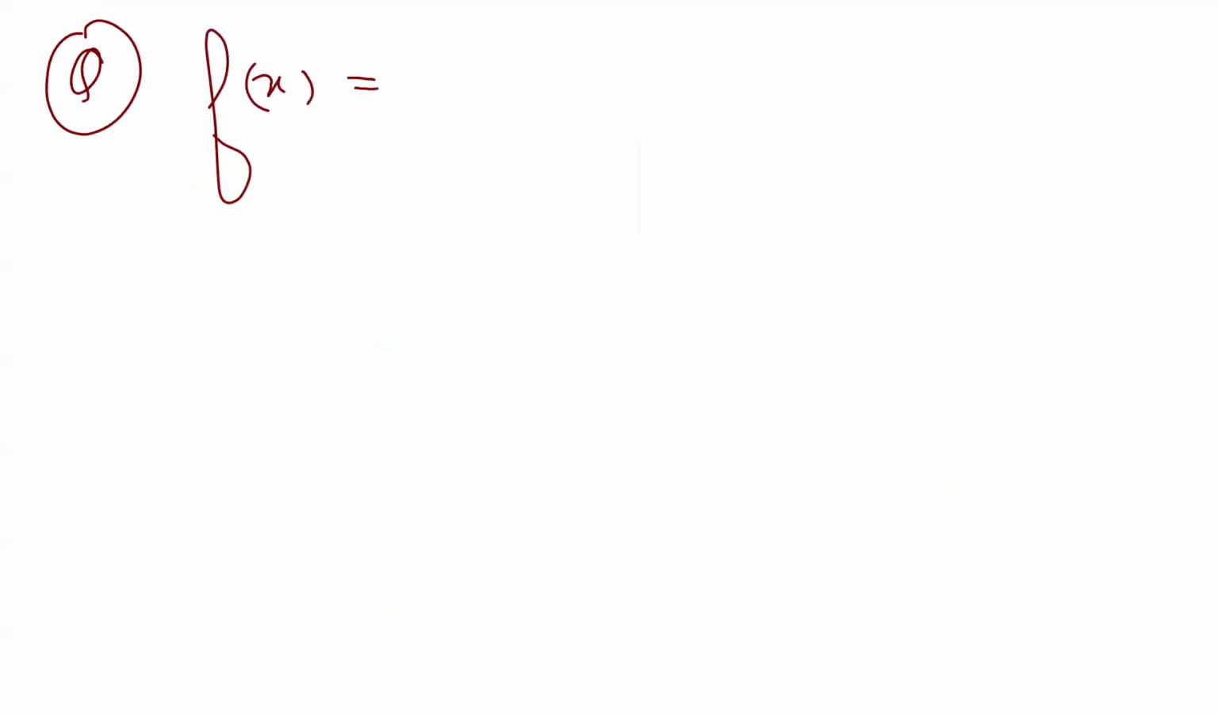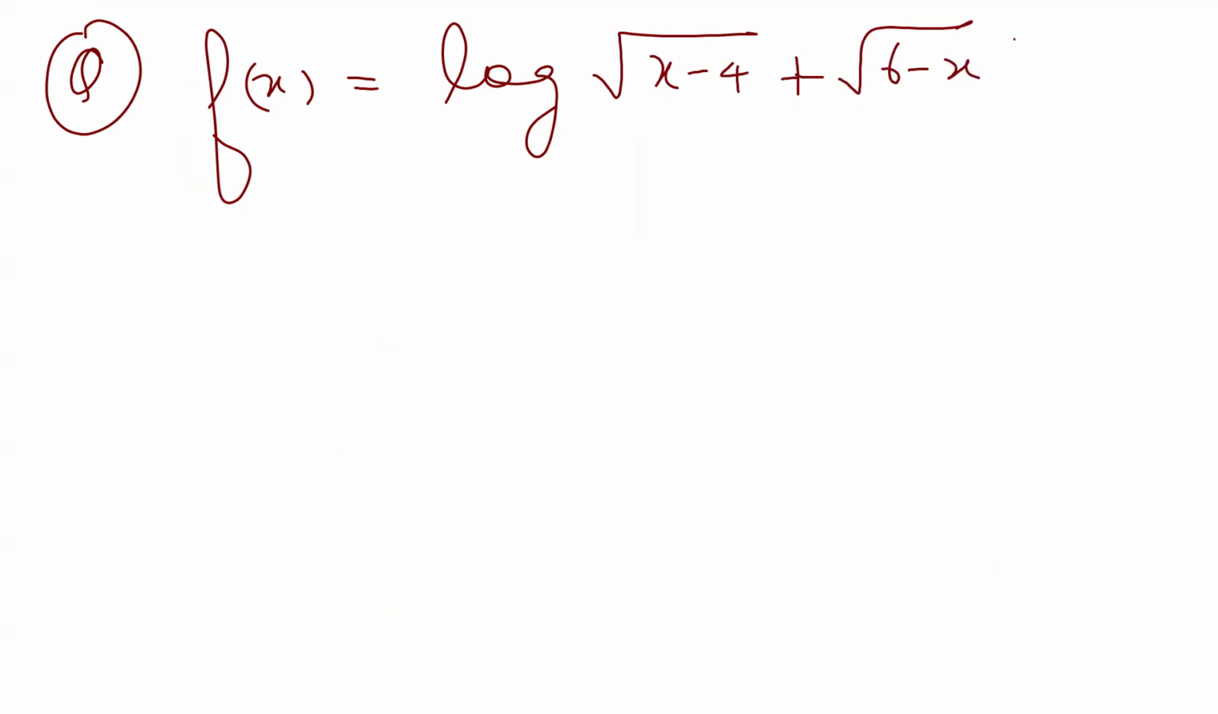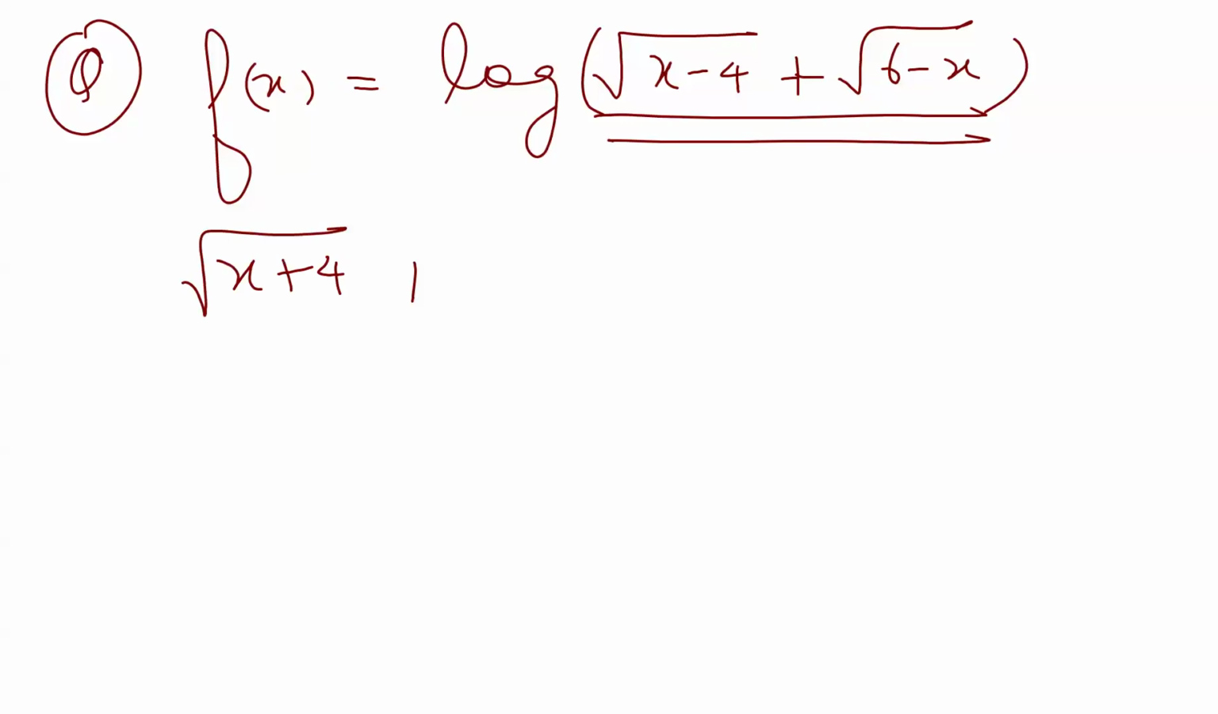f of x is equal to log of root of x minus 4 plus root of 6 minus x. Now the value of this log within the round bracket cannot be negative. So root of x plus 4 plus root of 6 minus x is always greater than 0. Fine.